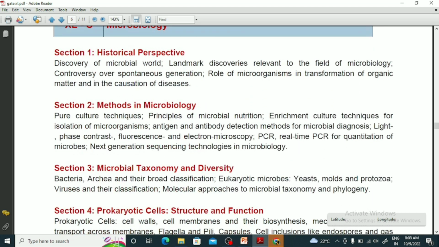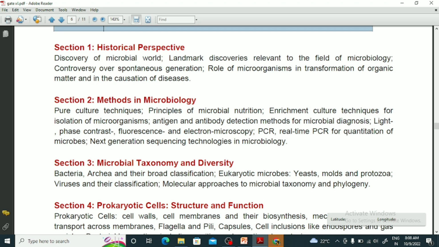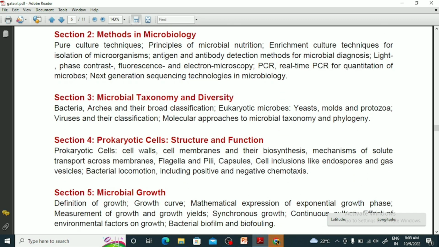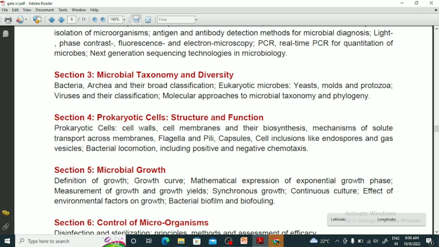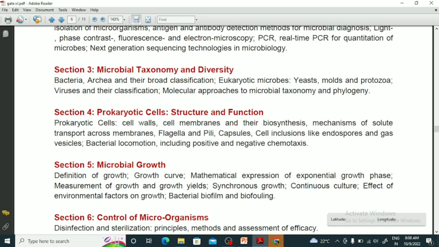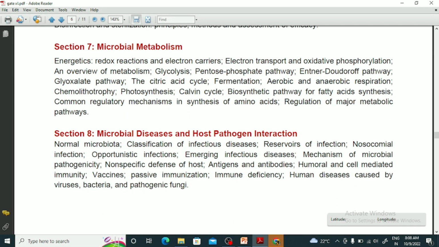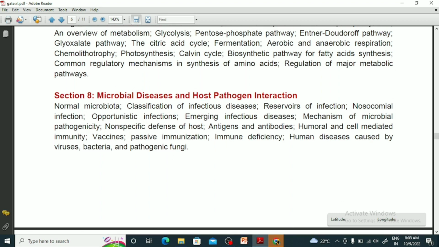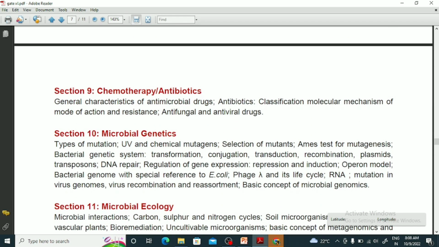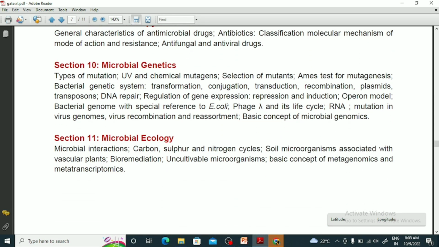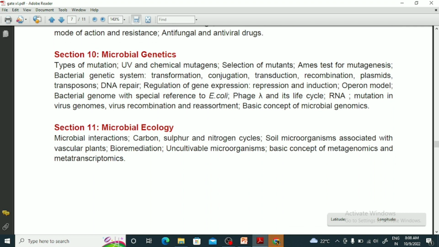Then we have microbiology, in which we have to go in depth of the historical perspective, methods of microbiology, taxonomy and diversity. Then we have prokaryotic cell and its structure and function, microbial metabolism, its diseases, all the host pathogen interactions. Last we have chemotherapy, microbial genetics and microbial ecology. So we have to dive in deep if you are looking forward to attempt the microbiology area, right?